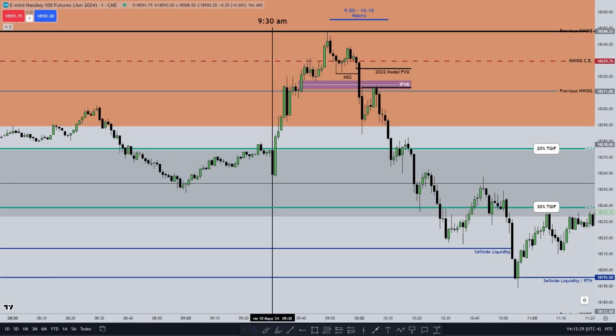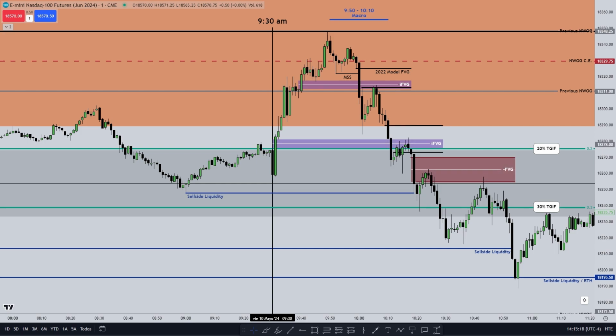Let's start. Take into account that the displacement lower started at the 9:50 to 10:10 macro, this is another confluence. After the market structure shift lower I went short when price visited the inversion fair value gap and the 2022 model fair value gap. We can use bullish PD arrays on the buy side of the curve as an inversion PD array when we are on the sell side of the curve, as you can see. So this is our first possible entry.